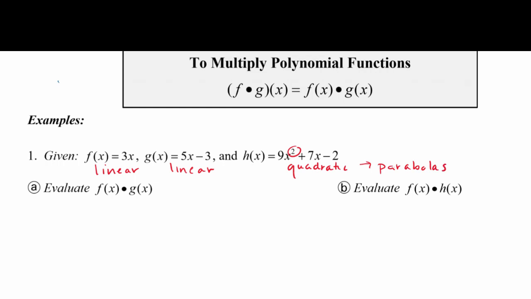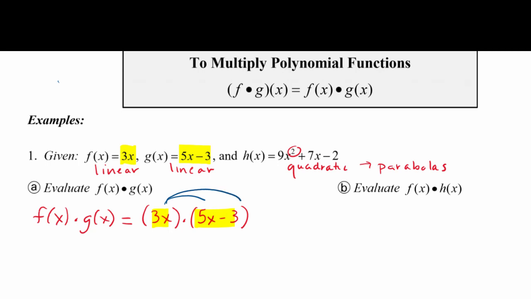In part A, we're going to evaluate f of x times g of x. So what that means is we're creating a new function that's made up of taking the product of two other functions, f and g. F of x times g of x will be given by 3x times 5x minus 3. Notice how we just substituted in the expression for f of x and the expression for g of x and did a multiplication. So we need a product. And this is creating a new function. But let's go ahead and simplify that. So we do need to do some distributing here with the 3x.